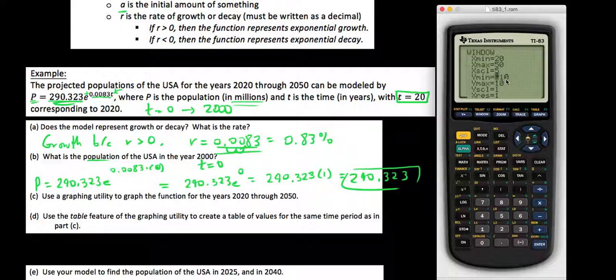Now in terms of my y min, I'm going to make it negative, even though I don't ever have a negative population, but it just means that it'll be easier to see our x-axis when we graph this here. But as far as y max goes, well, we're starting at 290.323 and it's only going to get bigger. So I say go big or go home. I'm going to go up to 500 million people, and if I'm going from 0 to 500, then maybe I want to go by 100s.